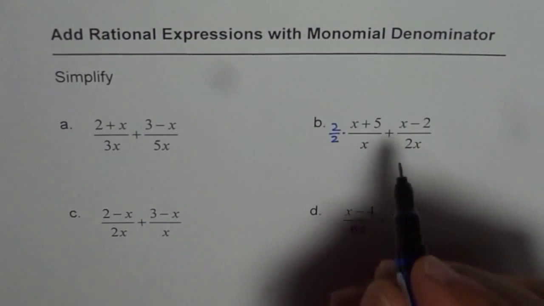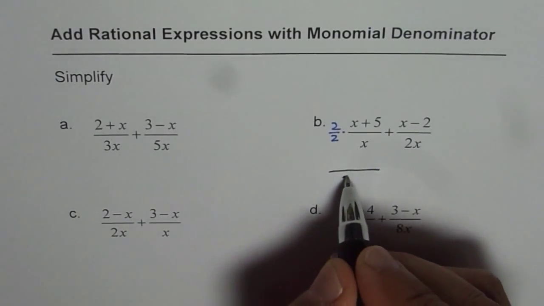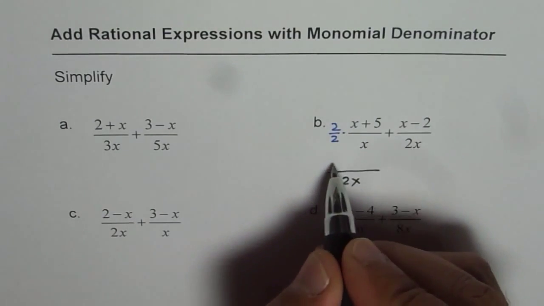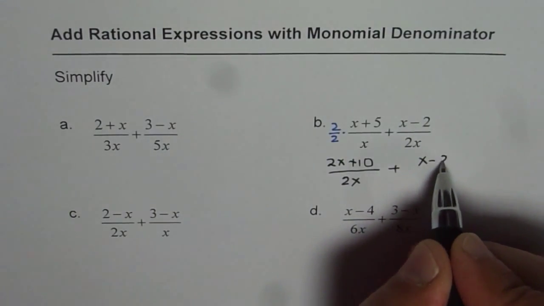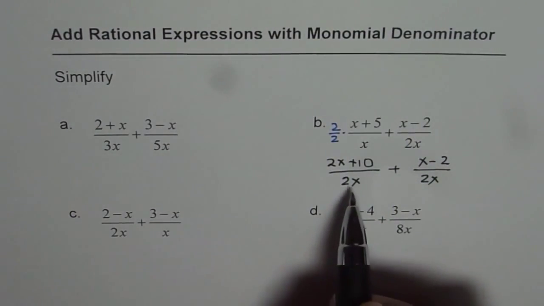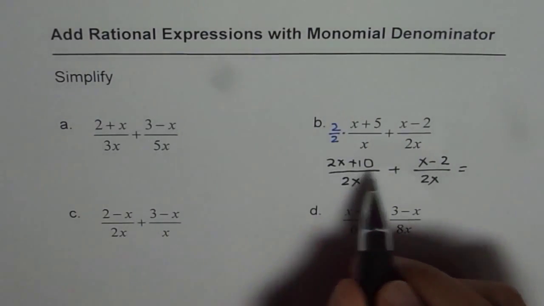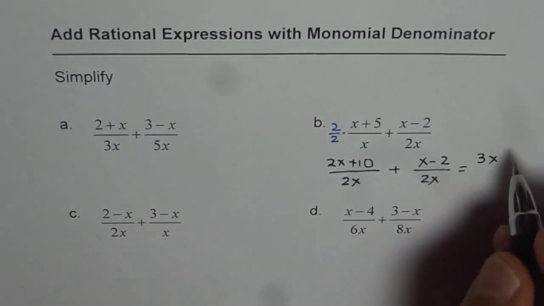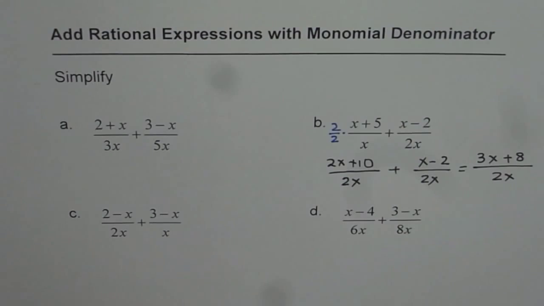Now if I do that, then what do we get? We get the first term as denominator becomes 2x, which we wanted, and the numerator will be 2 times (x + 5), which is 2x + 10, plus we already have (x - 2)/2x. Now since the denominators are common, we could add the numerators. 2x + x is 3x, and 10 - 2 is +8. So we get 3x + 8 with a common denominator of 2x. This is one way of doing it, right? So we get that as your answer.